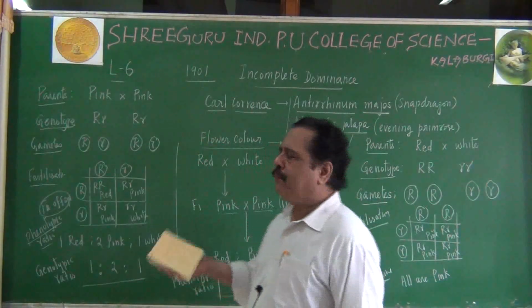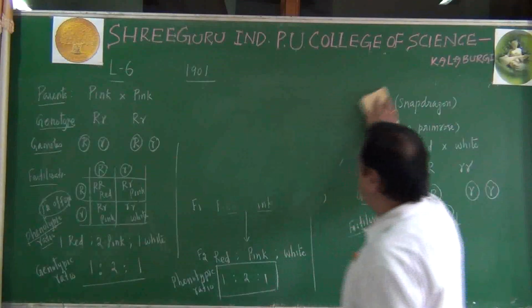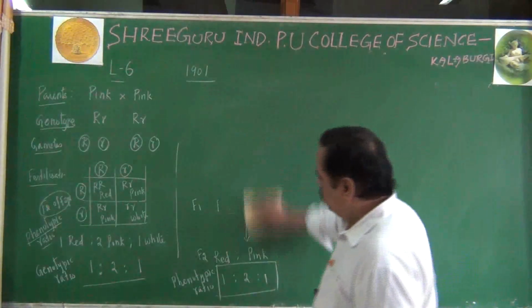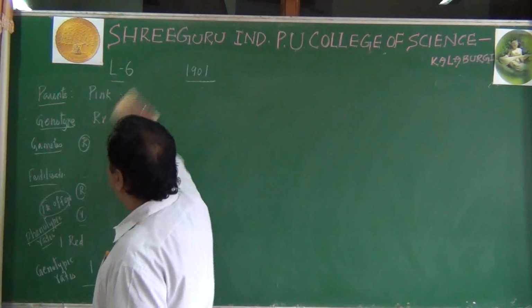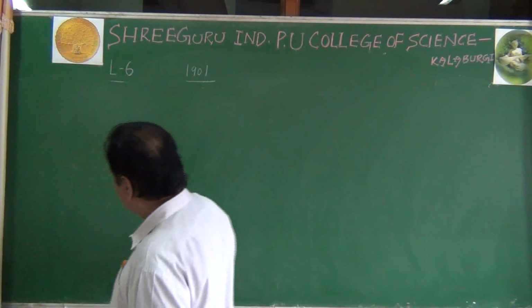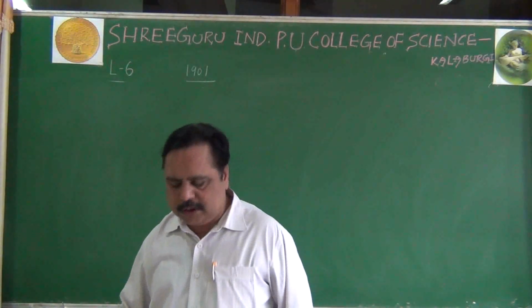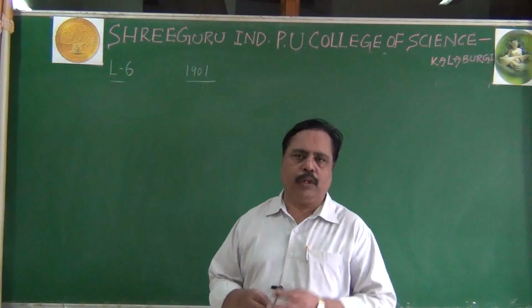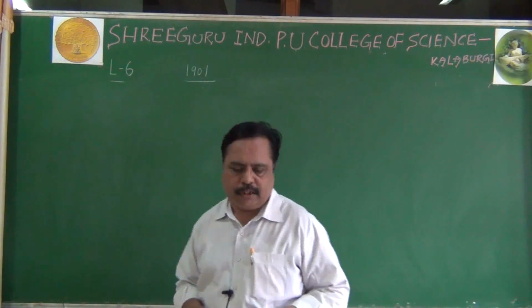Let me continue. Just listen to this point. So we have seen how snapdragon deviates from pea plant. Pea plant produces 3:1 as the phenotypic ratio and 1:2:1 as the genotypic ratio. But a snapdragon produces 1:2:1 as both phenotypic and genotypic ratio. So that is the deviation.